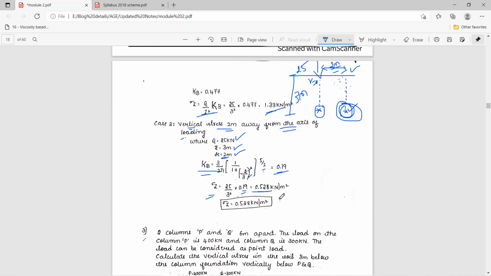So vertical pressure at a radial distance of 2 meter and at a depth of 3 meter, how much is it? 0.528 kilonewton per meter square. Okay, and this is how you need to calculate vertical stress directly below the point of application and at given radial distances. Okay. Now let us see the next problem.